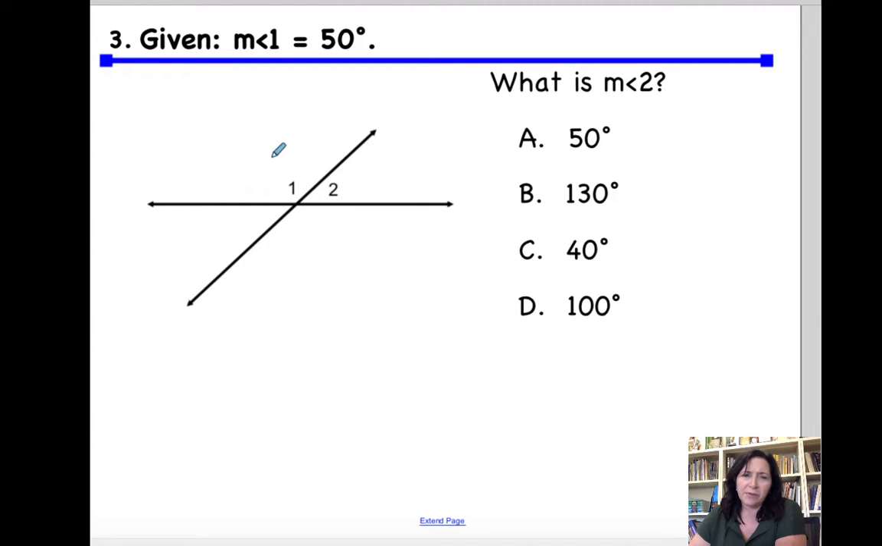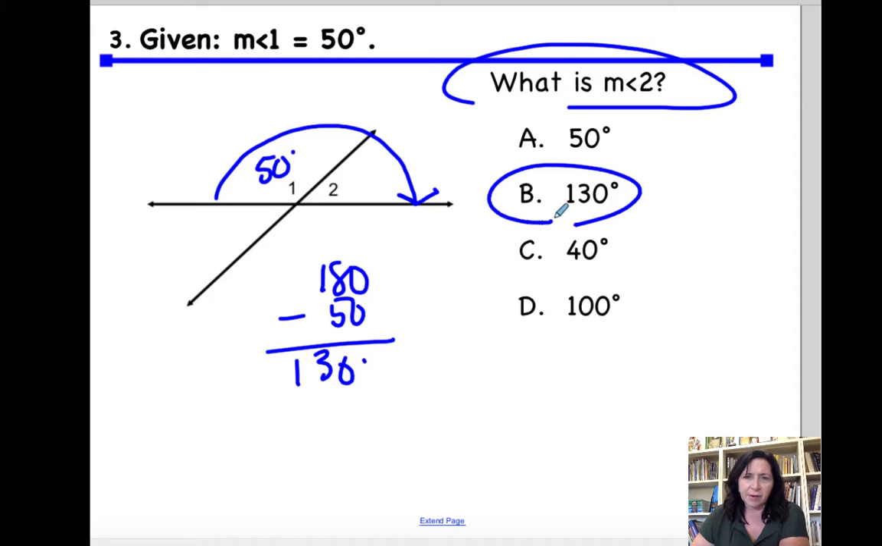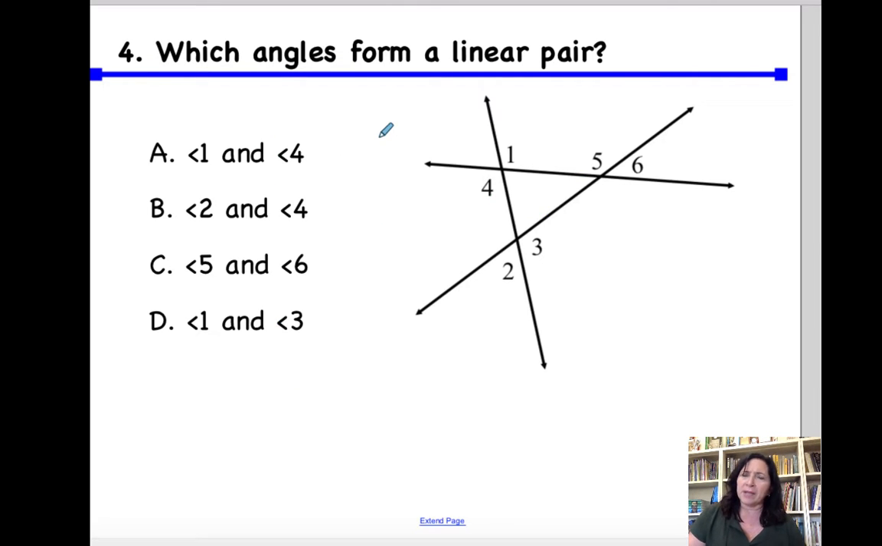If angle 1 is 50 degrees, what's the measure of angle 2? Well, this is a line, so 50 plus this angle adds up to 180. You would just say 180 minus 50, and that's 130 degrees. Another option is to say there's a vertical angle, 50 and 50, and then this plus this adds up to 180. Either one, same answer.